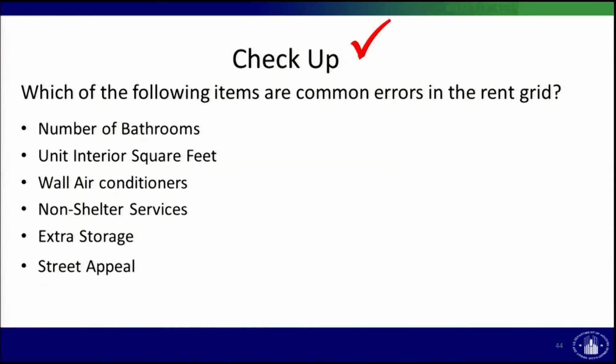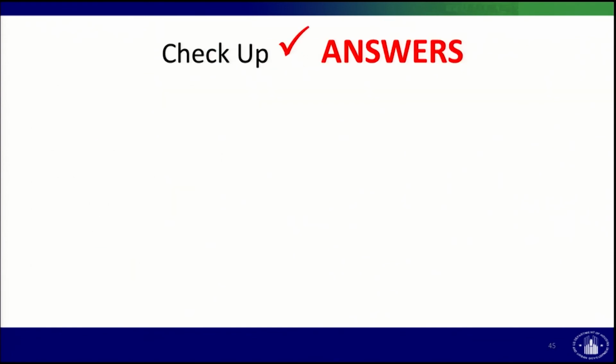Okay, we're going to jump to another checkup now. Which of the following items in the rent grid are issues which appraisers need to take extra care of when completing? Number of bedrooms, unit interior square feet, wall air conditioners, non-shelter services, extra storage, street appeal. Give you a couple of seconds to take a look. Okay, jumping into the answers. Number of bathrooms. No, that's not an issue. That's not a problem normally.